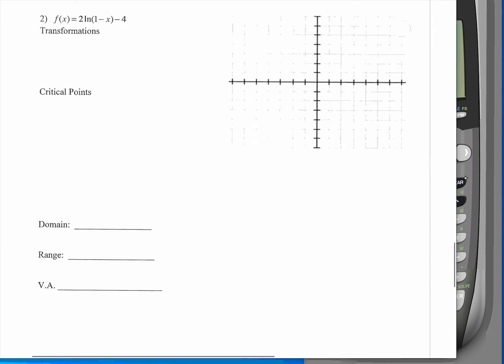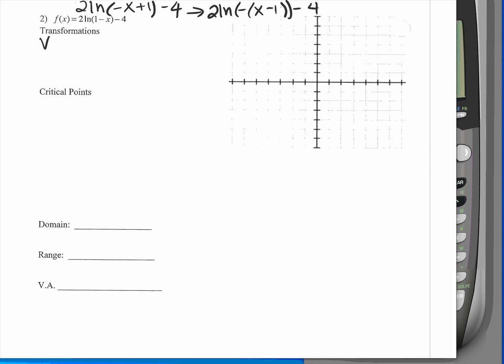All right, last one. This is a little easier to type in. ln, remember, is log base e. It's the natural log. So same thing. I'm actually going to rewrite this first as 2 ln of negative x plus 1 minus 4. And then rewrite that one more time as 2 ln, factor out the negative, so it's x minus 1 minus 4. Now when you type it in, type in the original so you don't make any mistakes.